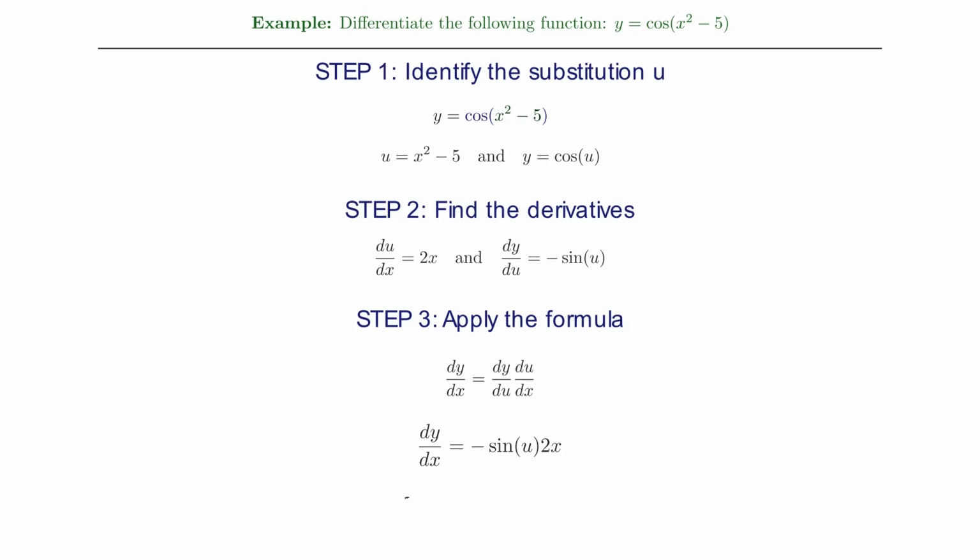However, notice that dy by dx means that it should be a function of x, and we've got this in terms of u and x. So we need to now substitute u equals x squared minus 5 to get this back in terms of just x's. So this gives us dy by dx is equal to minus 2x sine of x squared minus 5.